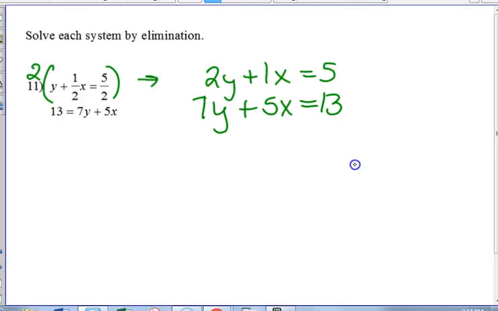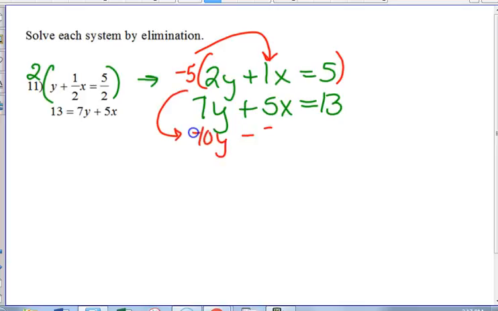Multiply what? The top by 5? You could do 5 and then you'd have to subtract, right? Or you could do a negative 5, because I wish this was a negative 5 so that when I add it here, the x's would cancel. If it's bothering you, rewrite them in the right order. It's okay. Okay, I'm multiplying through and writing it down here. So I get negative 10y minus 5x equals negative 25. Then I'm going to add these two.